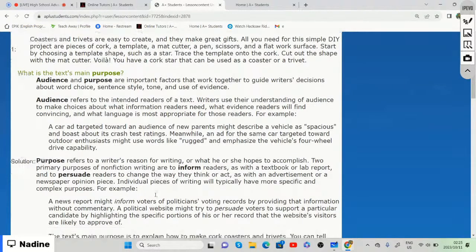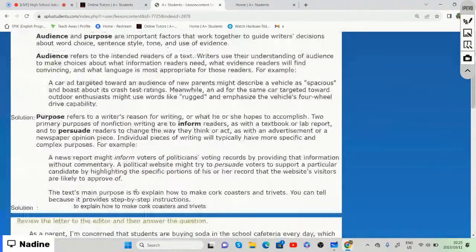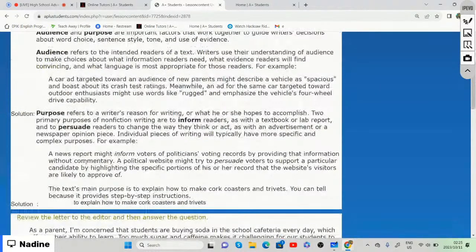And then we have an example. A news report might inform voters of politicians' voting records by providing that information without commentary. And then a political website might try to persuade voters to support a particular candidate by highlighting the specific portions of his or her record that the website's visitors are likely to approve of.